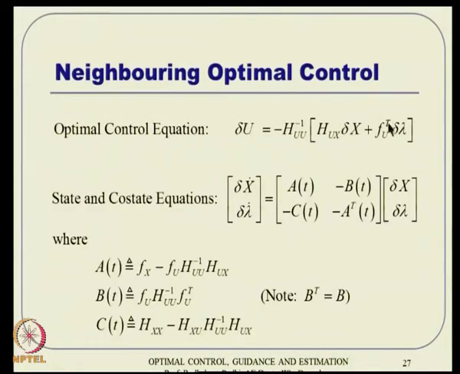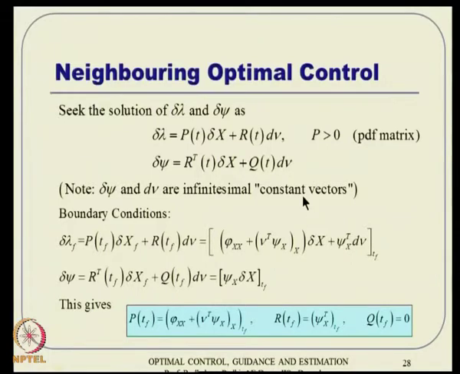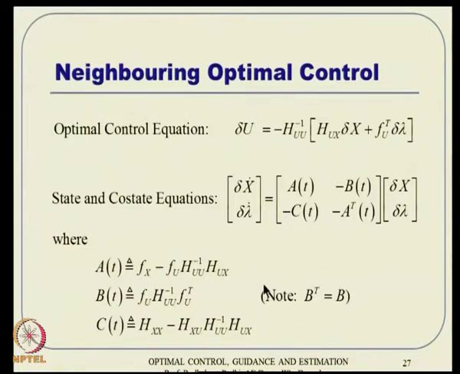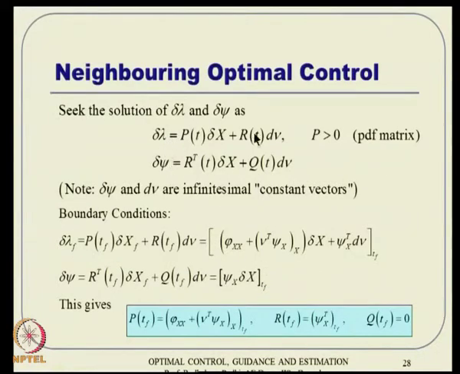Then the optimal control equation is given like this, and the co-state equation is given like this. State and co-state together can be given like this, where A, B, C can be derived from these conditions to be like this. Because now remember B is a square matrix and B transpose happens to be B. So, this is a symmetric square matrix. So, what you are doing is seeking a solution for delta lambda and delta psi, because that is what is unknown here, in the form like this.